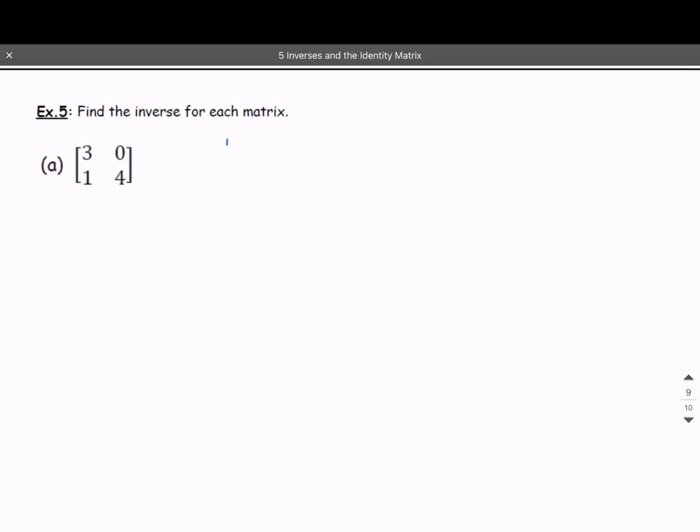So first step, we're going to find the determinant for 3, 1, 0, 4. So this diagonal first, 3 times 4 minus, now we're going to do this diagonal, 1 times 0. So 3 times 4 is 12, minus 1 times 0 is 0. Our determinant is 12, which means that when we want to find our inverse, we start with 1 over 12.